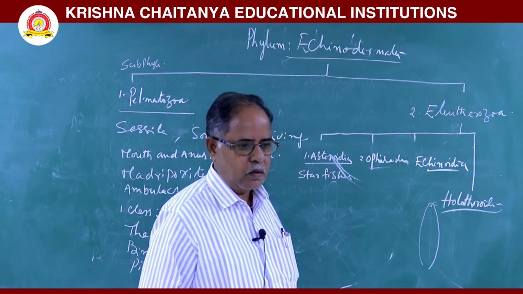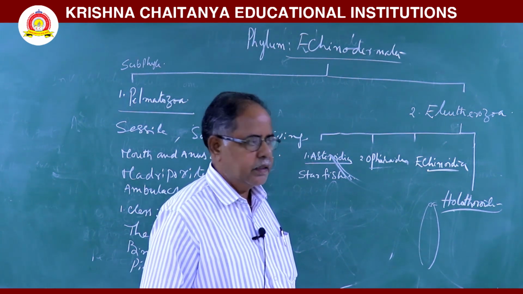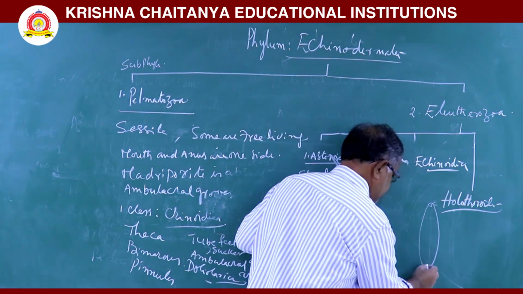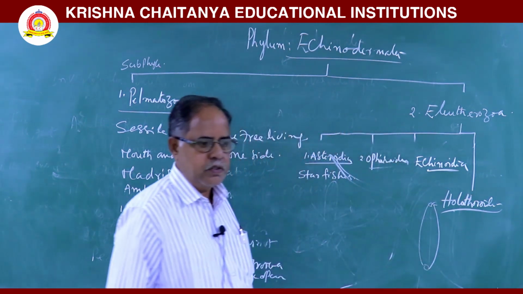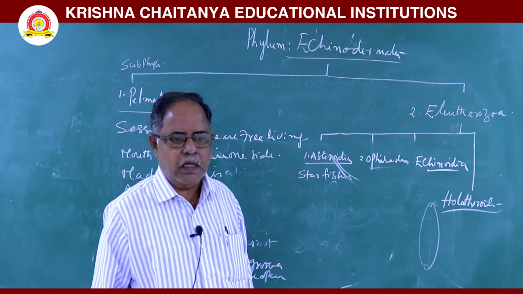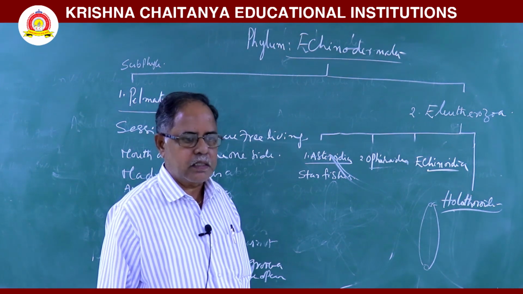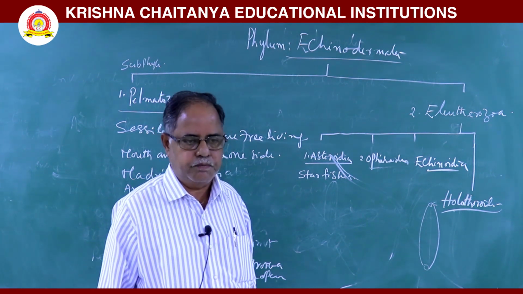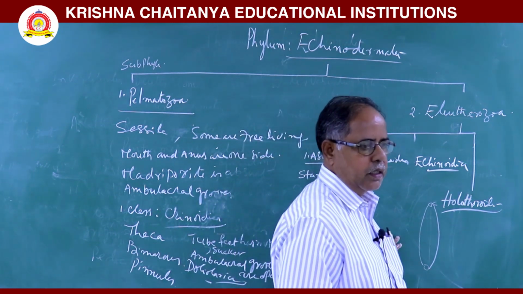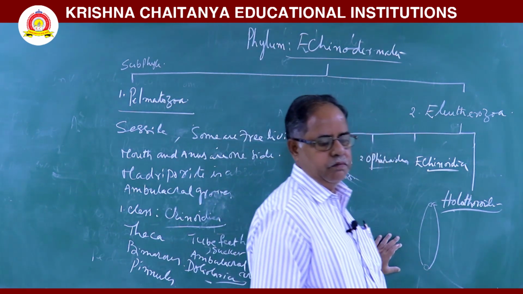Ambulacral grooves are closed. Next, in this animal, in the cloacal region, a respiratory tree is there. This respiratory tree is used for respiration. During developmental stages, one larva is seen. That larva is called the Auricularia larva. Example, Holothuria.